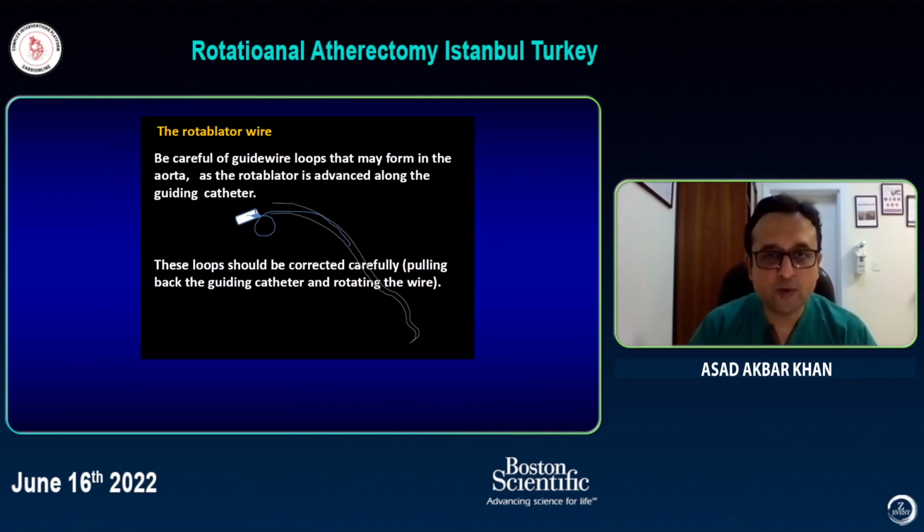One thing that you might notice once you have taken your rotablator up to the tip of the guiding catheter, and when you look up, you have this big loop of the rota wire there, and you panic, and what you try to do is push the guide catheter in, which actually makes it worse. So what you do in these situations, when you see a loop like that in the aorta, you pull the guide catheter back a bit and then rotate the wire in whichever way it feels like straightening up, and that usually looks after it.